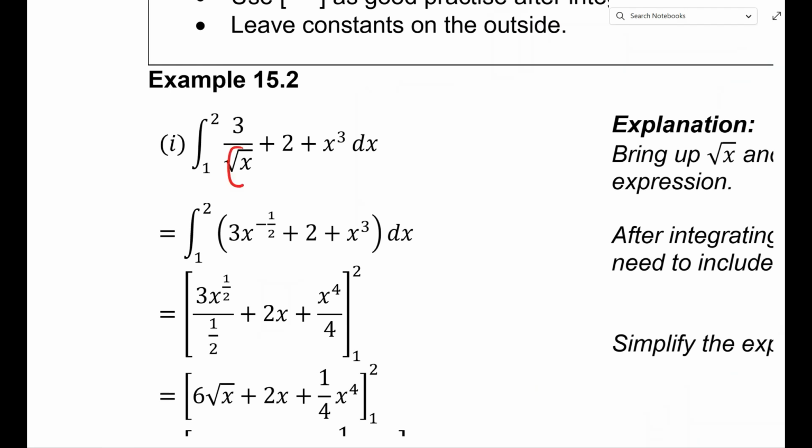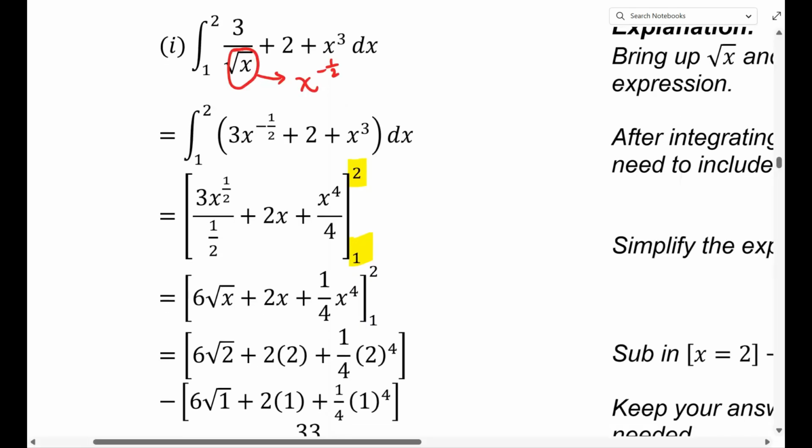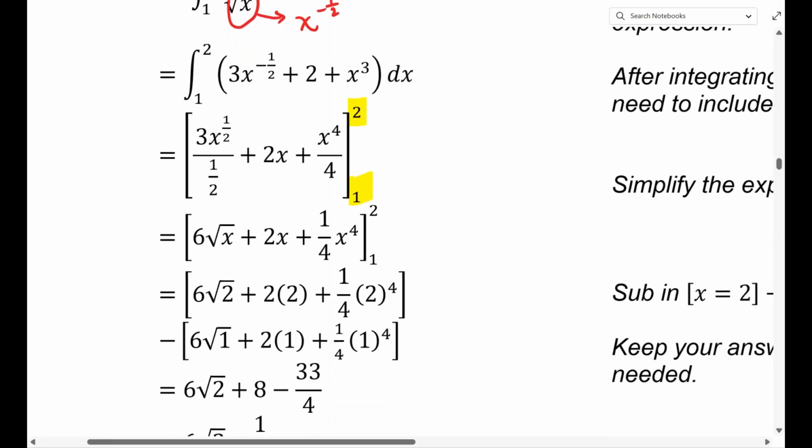Firstly, we'll bring up our denominator and we can re-express this as x to the power of negative half. Then afterwards, we'll carry on with our usual integration. So increase the power by 1 and we'll get 3x to the power of half over our new power, which is half, plus 2x plus x to the power of 4 over 4. Then we will leave this integrated expression within the square brackets, as you can see, and our upper bound and lower bound outside of the square brackets, so 2 and 1. Then we will simplify the expression within the bracket.